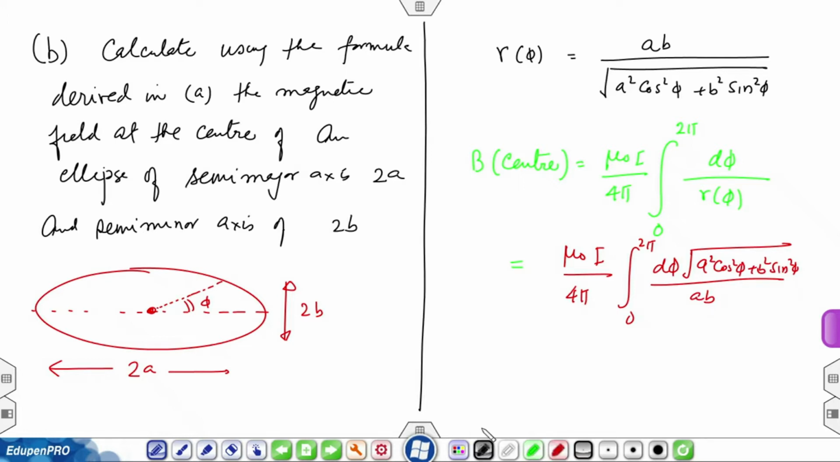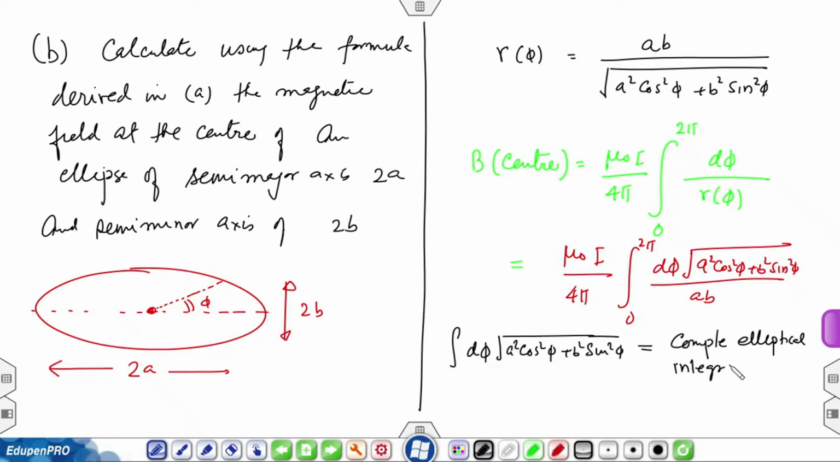This integral d phi square root of a square cosine square phi plus b square sin square phi can be brought into the form of a complete elliptical integral of second kind. So, the field for an ellipse at its center will be given by an integral which is the complete elliptical integral of the second kind, and I will leave it for you to complete it.